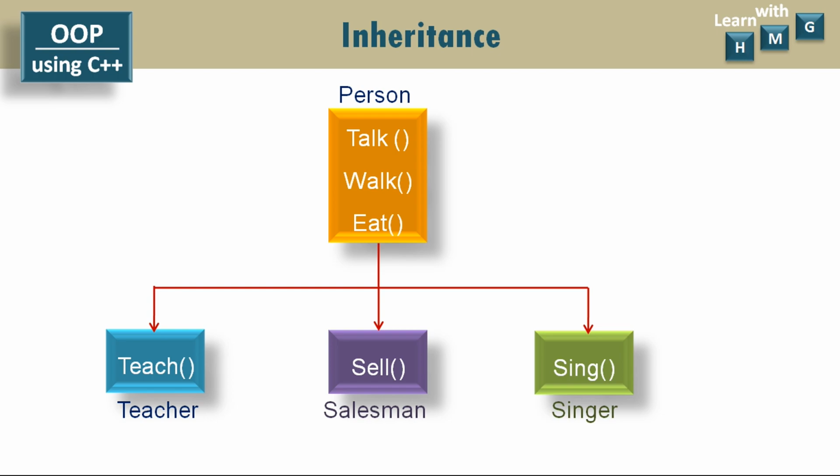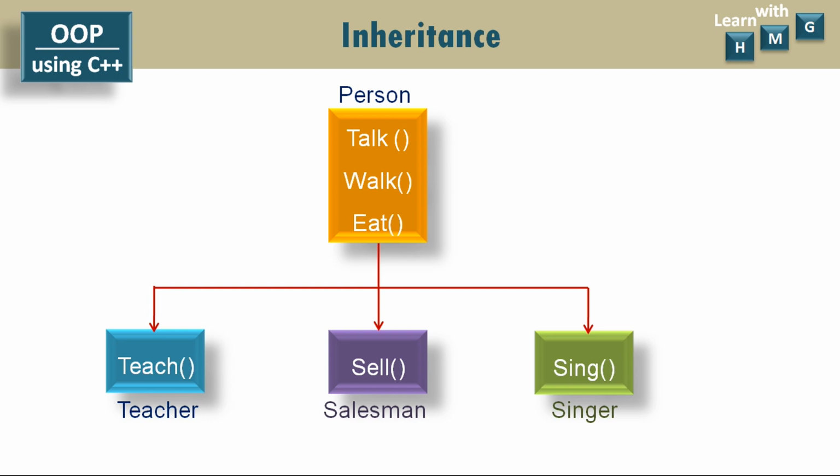So like this, the properties talk, walk, eat of the person class are combined with the property teach of the teacher class, and these four combined properties are the properties of the teacher class also. Similarly, the salesman class also has the combined properties of person and salesman, that is talk, walk, eat from person plus the sell property from the salesman class itself.